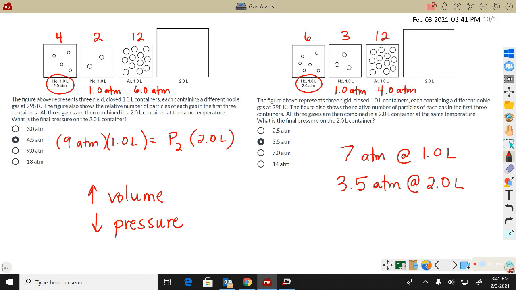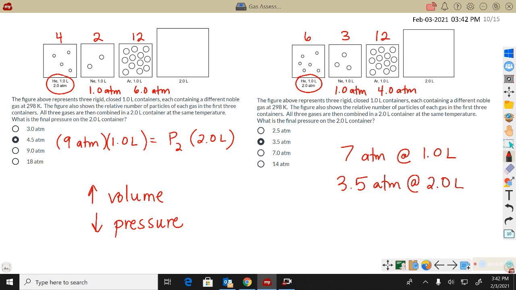Here's 2 questions that are very similar. You wouldn't have had both of them, but they're solved the same way. We've got 3 rigid, which means like metal or glass, closed 1-liter containers, each containing a different noble gas at the same temperature. The figure also shows the relative number of particles of each gas in the first 3 containers.